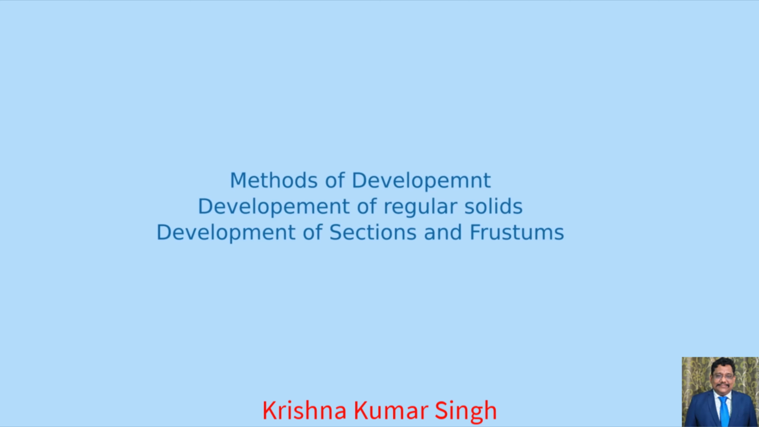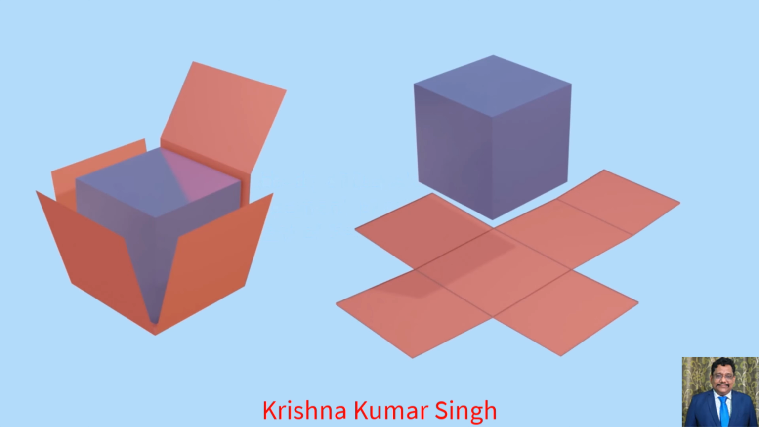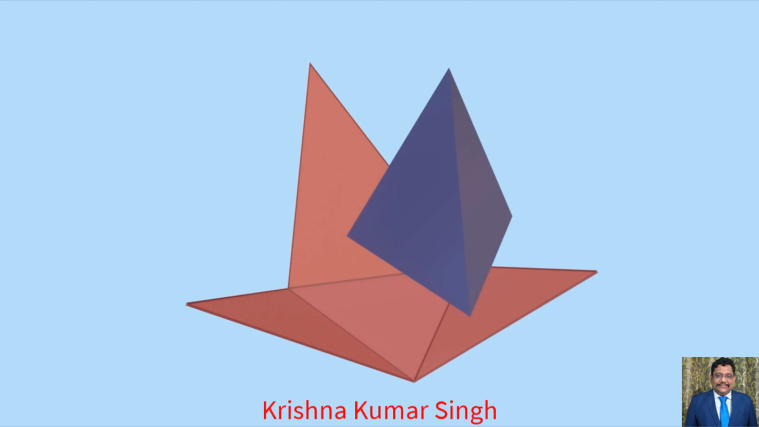So basically, we are going to discuss in this chapter methods of development of different regular solids, their sections and frustums. The surface of a solid, when laid as a plane surface, the shape so obtained from the plane surface is called development of that solid. Like when a pyramid is laid on a sheet, then the shape obtained from the sheet will be the development of the pyramid.